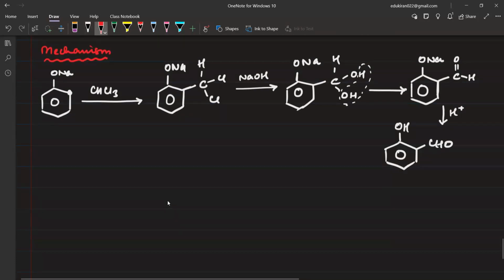After this, you'll write a question. Phenols don't show Friedel-Crafts reaction. It does not show alkylation, neither does it show acylation. The phenols do not show Friedel-Crafts reactions.